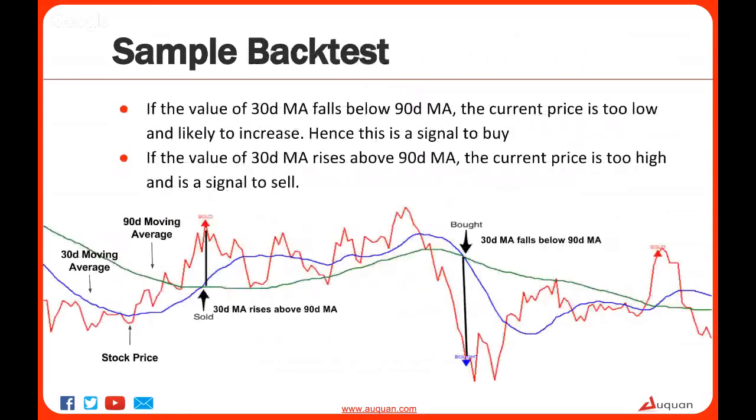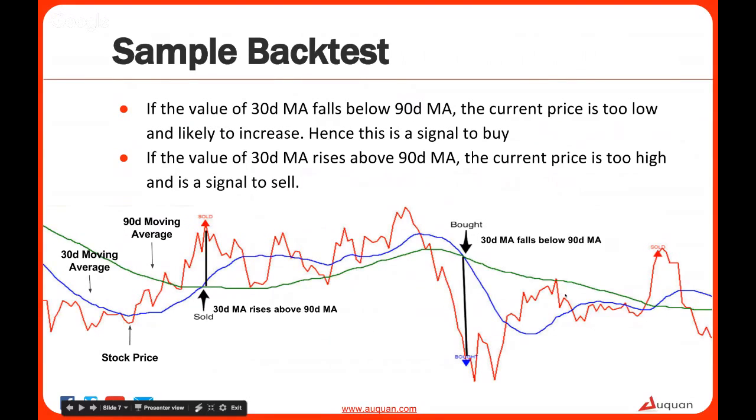Now that we've talked about the mean reversion strategy, let's see how it will look in a backtest. In this chart below, the red line is the stock price, the green line is the 90-day moving average, and the blue line is the 30-day moving average. As you can see, the 90-day is a more stable trend, and the 30-day crisscrosses the 90-day trend several times.